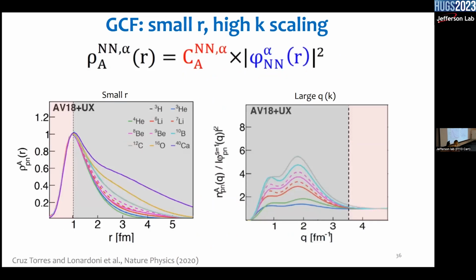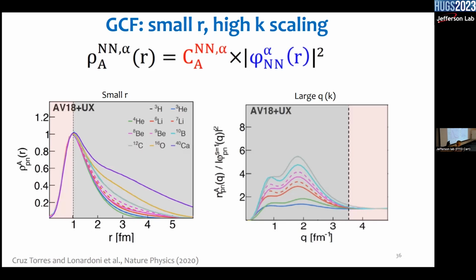And so it was shown that if you write it this way, you can have both at small r, so small separation distances, on this side of the plot, right? This is the density for PN pairs for any of these nuclei. They all basically can line up, using these contact terms. And similarly, it's shown that at large momentum, you have kind of crazy stuff happening down here, but they all line up at the large momentum.